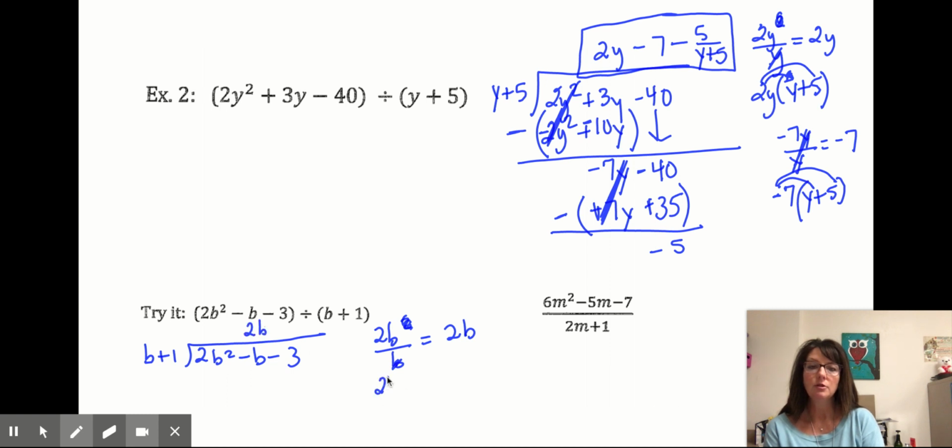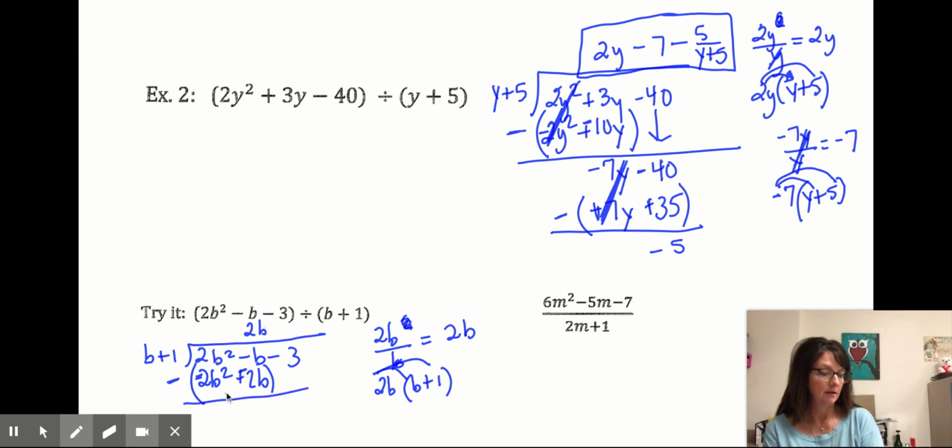Then we're taking 2b times the b plus 1. So 2b times b is 2b squared. 2b times 1 is 2b. Right? And then this is the section that we're subtracting, so it's going to become a -2b squared and a -2b. So 2b squared minus 2b squared cancels. A -b plus a -2b is a -3b. And then we bring down this -3.